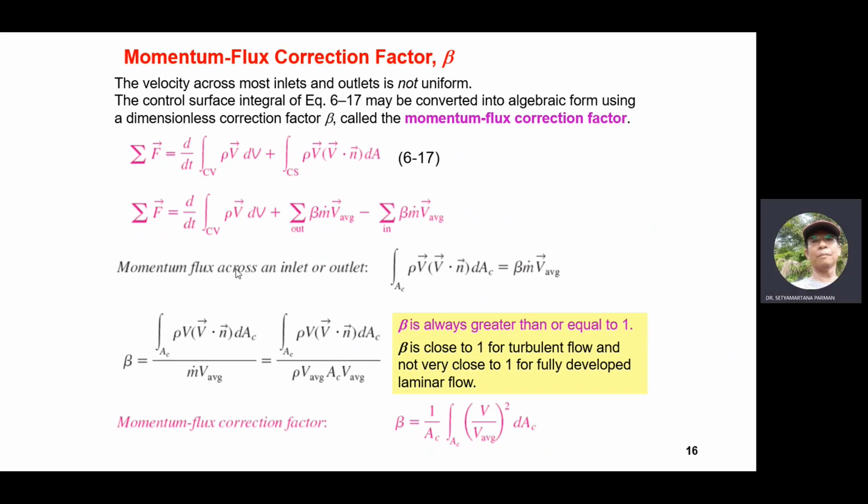So the momentum flux across an inlet or outlet, the integration over Ac of rho V multiplied by V dot n dAc, becomes beta m dot multiplied with the V average. Beta is always greater than or equal to 1. Beta is close to 1 for turbulent flow and not very close to 1 for fully developed laminar flow.